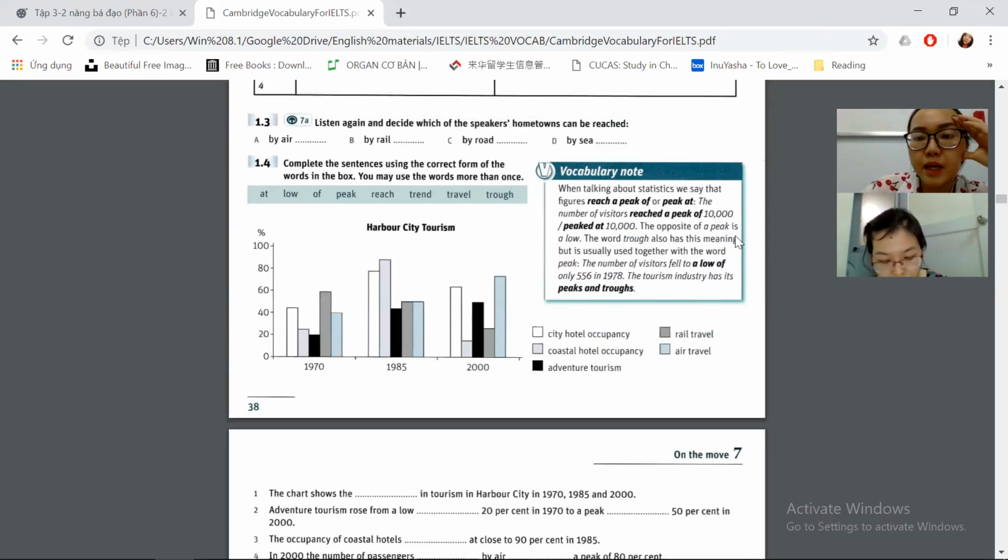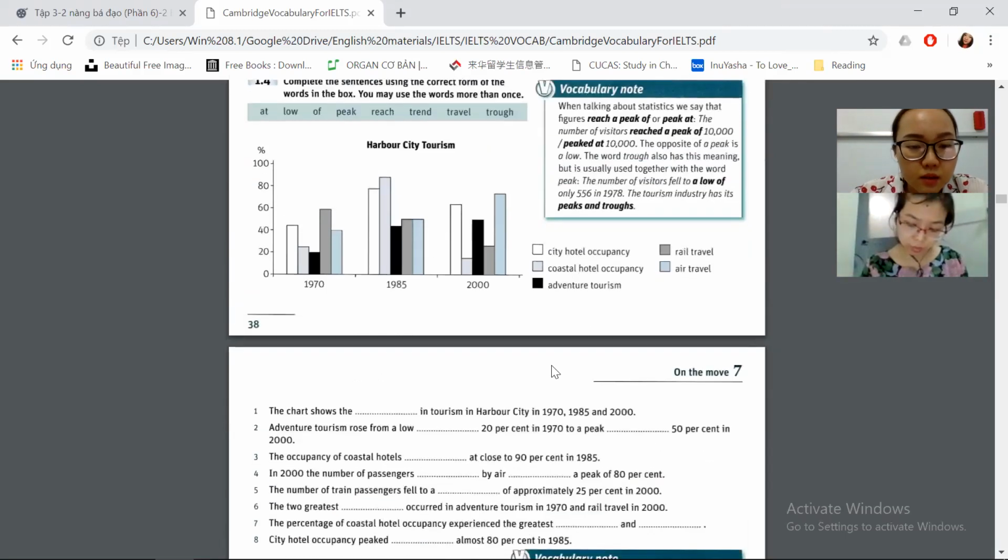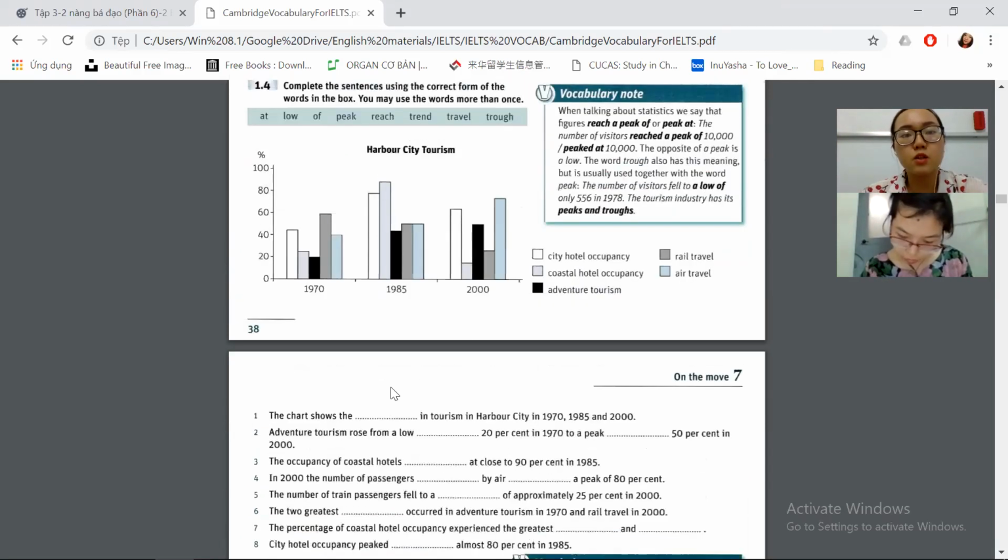The opposite of a peak is a low, or you can use a bottom. The word crown also has this meaning, or you can say the word bottom. The number of visitors fell to a low of, or you can say hit the low at. So now you will fill in the 8 sentences according to the chart.